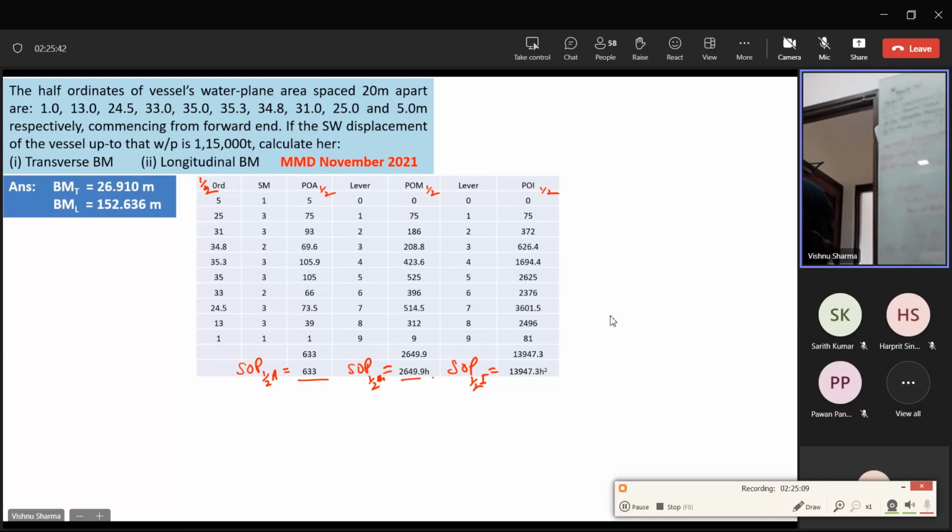Can you please get these totals and validate? Please do not miss out on H in the SOP moment and H square in SOP inertia. If anybody has any questions, let me know.